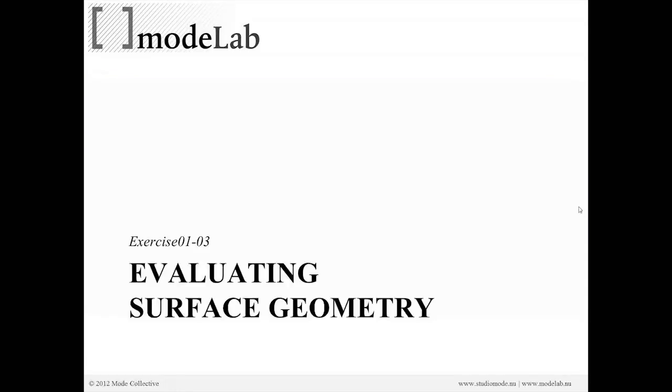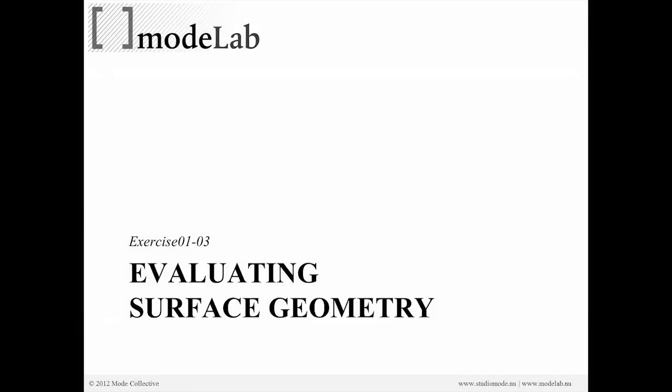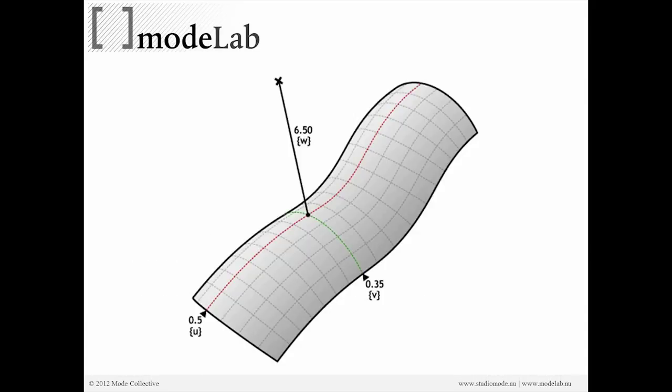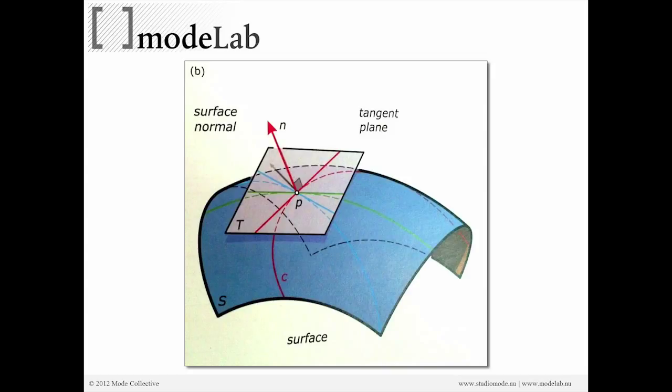Okay, so the next exercise that we're going to look at is how we can evaluate surface geometry. And this really gets into some of the topics that we were just reviewing in the question and answer session. If we have a surface, we know that we can evaluate it once and extract U and V isocurves. We can get the point that's in the world at that intersection as well as the frame that is tangent to both of those isocurves. We get the normal vector, right?